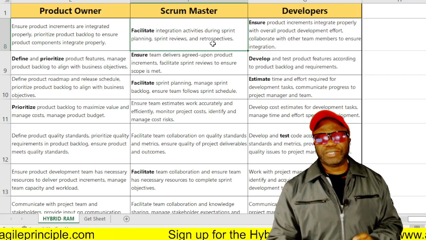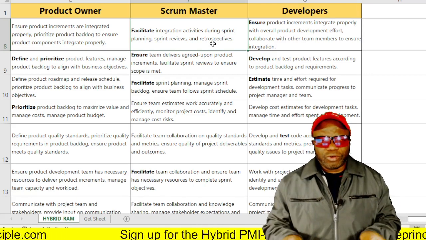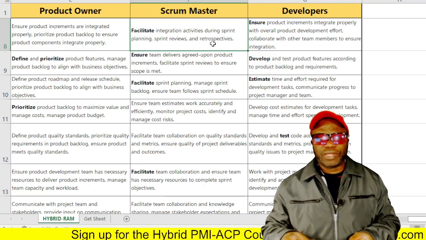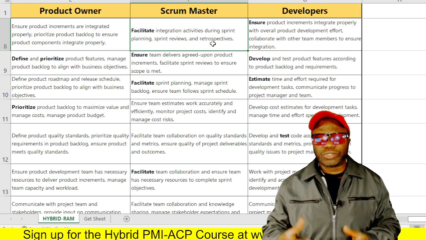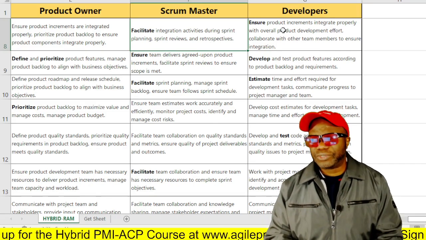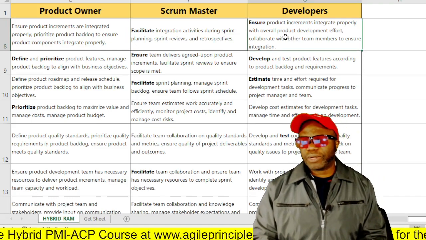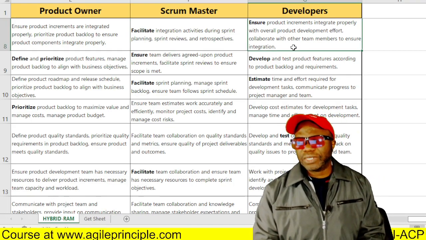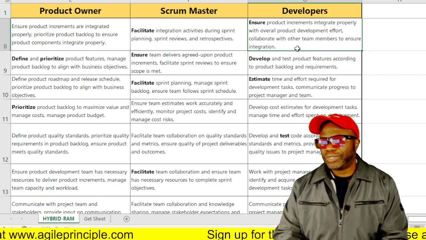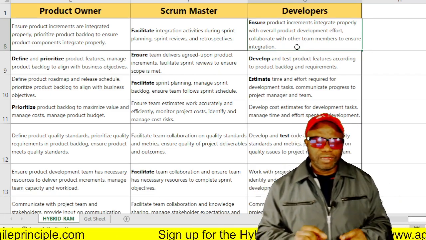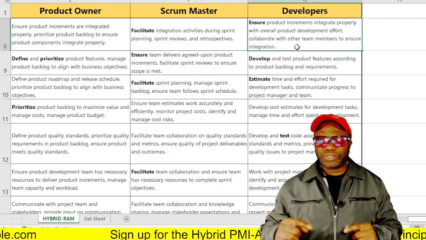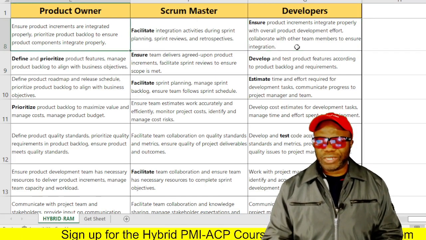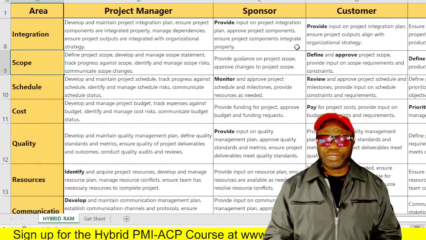So for the Scrum Master, they're more into the integrating of the traditional things, but the job actually falls more in the lap of the developers. So the developers ensure product increments integrate properly with overall product development effort, collaborate with other team members to ensure integration, and that's key. Team members, the developers, they are integrating between each other, whether it's documentation or something else.